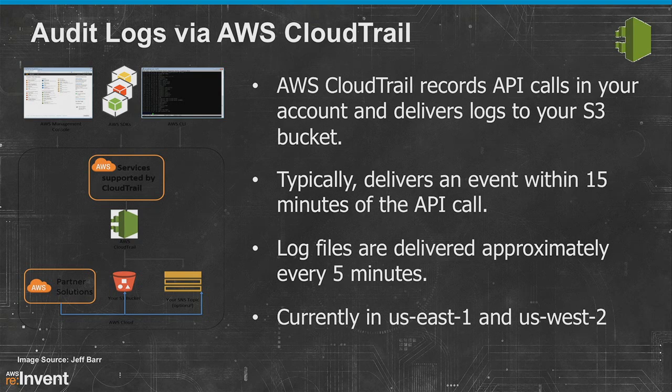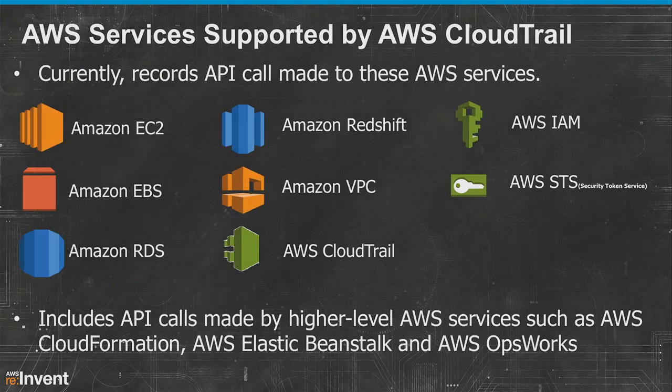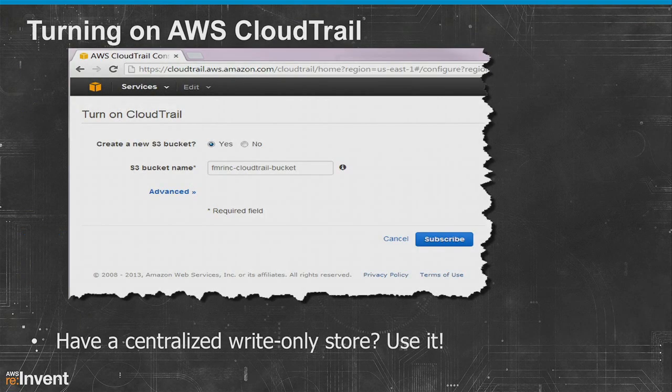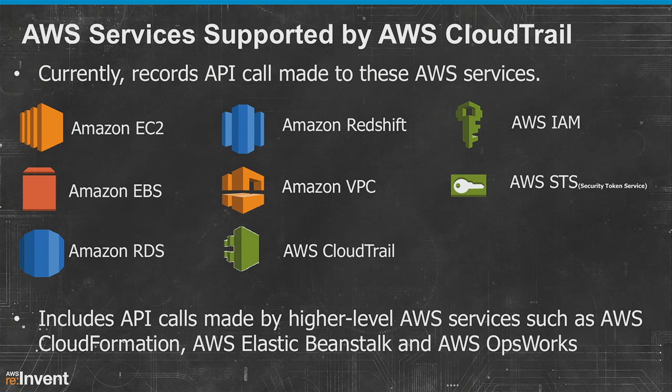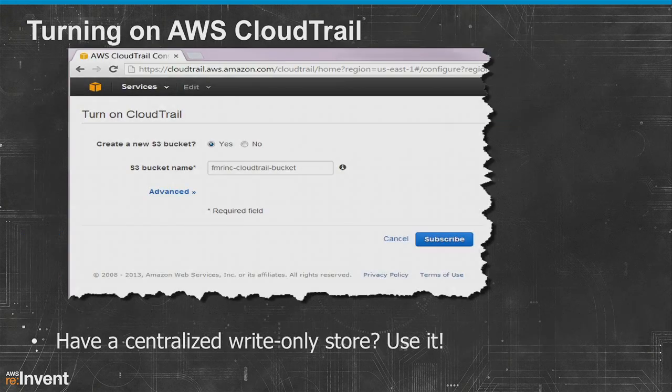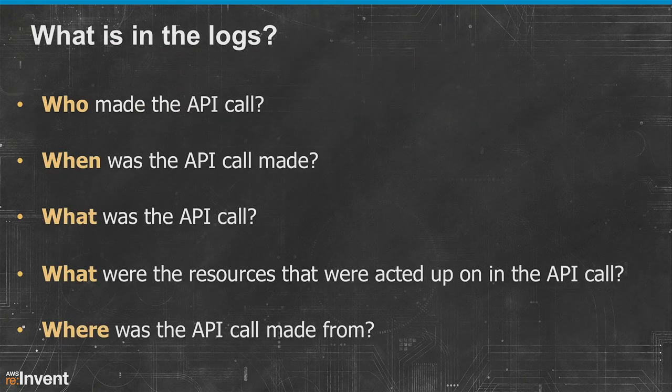It's currently supported in US East 1 and US West 2. These are the services supported. Additionally, if requests are made through a higher level service, we'll show you that too. So turning it on, just go into the console, CloudTrail, enable, yes. If you already configured write-once storage, as we recommended earlier, send your logs there. Ensure that even if something goes wrong, no one can tamper with your logs of what happened. Just like you do off-box logging with syslog for your hosts, do off-account logging for your audit logs.